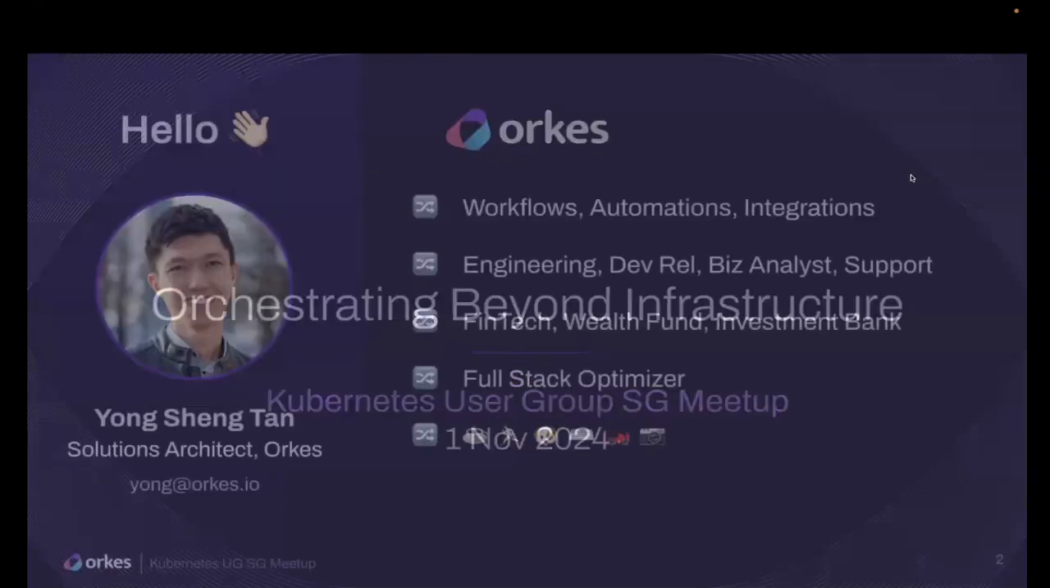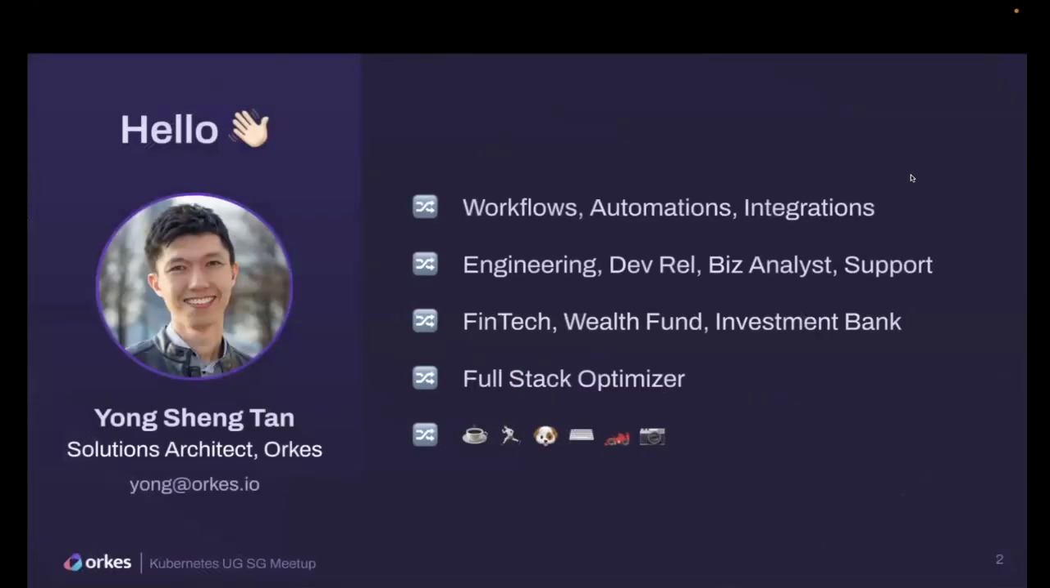So let's get started. A bit about me. My name is Yong. I am a solutions architect at Orkes, and I live and breathe things like workflows, automations, and integrations. I'm pretty full stack, all the way from infrastructure to front end. I've mostly worked in the finance space, in fintechs, banking, sovereign wealth funds, and so on. You can talk to me about anything with all the other topics below once we're done with this.